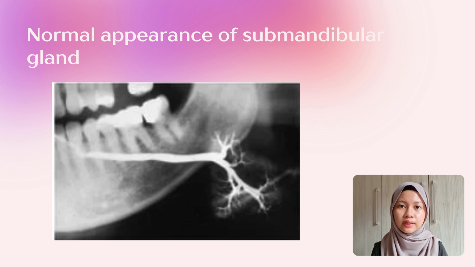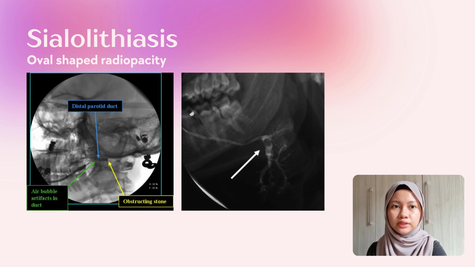So this is what a healthy parotid gland looks like, and it appears like a leafless tree. The next slide will show what an obstructive and inflammatory disordered parotid gland looks like. The first example is sialolithiasis. It has an oval-shaped radiopacity appearance, resulting from stones or calculi formed in the glands, blocking the saliva flow.